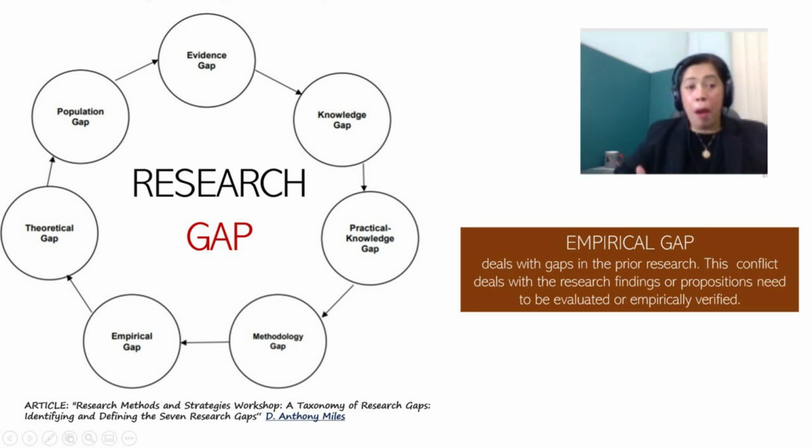Next is the empirical gap. It deals with gaps in the applied research. This conflict deals with research findings or propositions that need to be evaluated or empirically verified. In this gap, you may check the results of the study, on how the study applied mathematical analysis using statistical treatment. Take note that even though the goal of your research is to produce the application, it must be accompanied with data analysis.